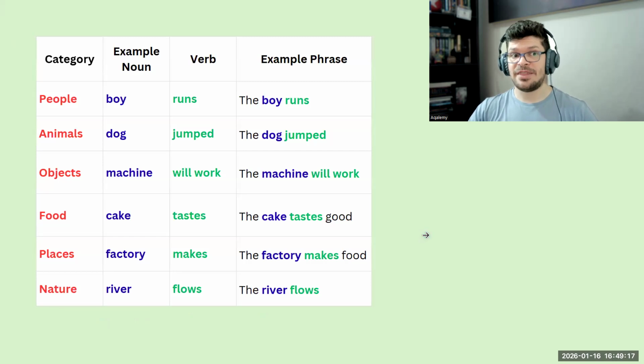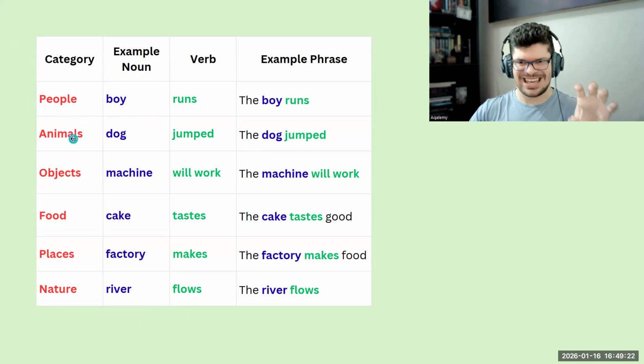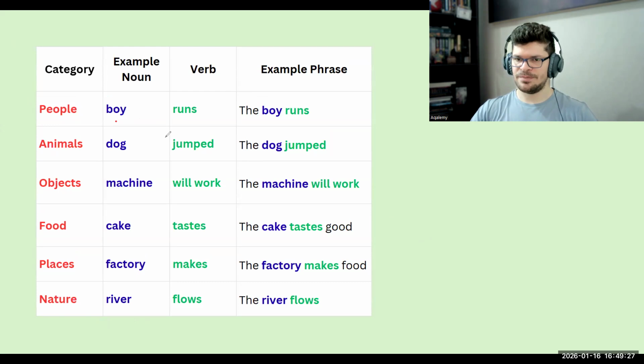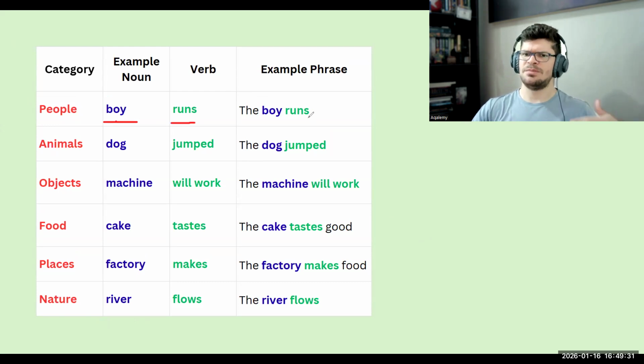Let's look at some other situations. Same, people, animals, objects to get a good understanding. We have boy. What does this boy do? Runs. The boy runs, jumps, sings, plays, dances. You can think of any verb and you can put it there. Animal, dog, jumped. The dog jumped. Objects, machine. Will work. I put combination.